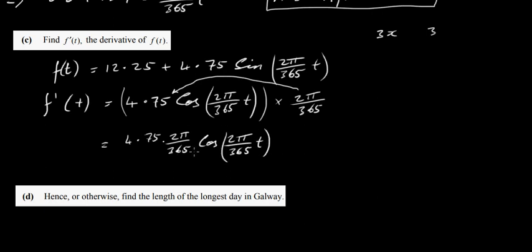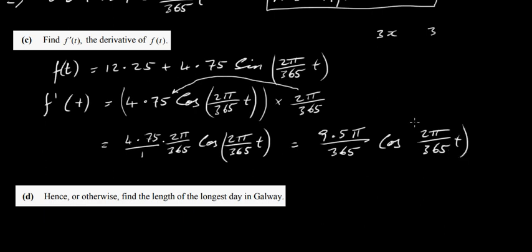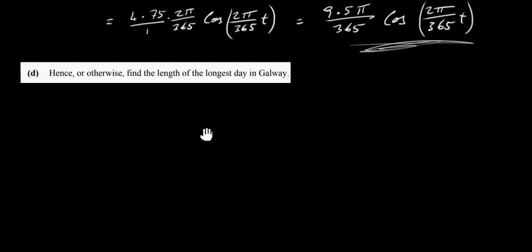Now just to tidy up this coefficient, when you multiply 4.75 by 2, you will get 9.5. So our answer is 9.5 pi over 365 times the cosine of 2 pi over 365 times t. And that's it really. This is our answer here, but we just need to tidy it up a little bit because we may be using it later. Okay, so next part, hence or otherwise.